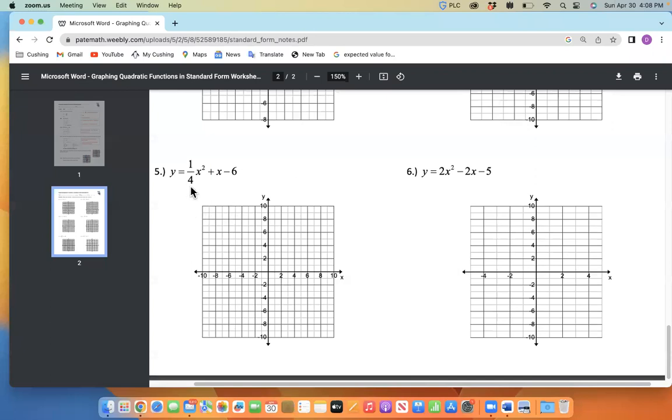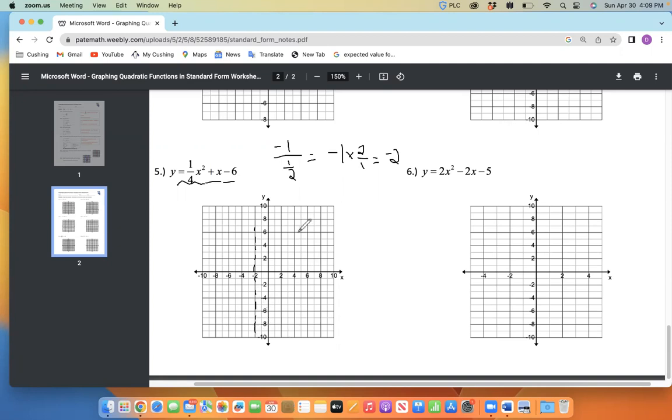All right, for the last two. For number 5, A is 1/4, B is 1, and C is -6. So we're going to find negative B over 2A. So it's going to be -1 over 2 times a fourth, which is 2/4. That is 1/2. If we're dividing by a fraction, we just multiply by the reciprocal. It's going to give us -2 over 1, which is -2. So the axis of symmetry is where x equals -2. This is where the graph will be split in half.